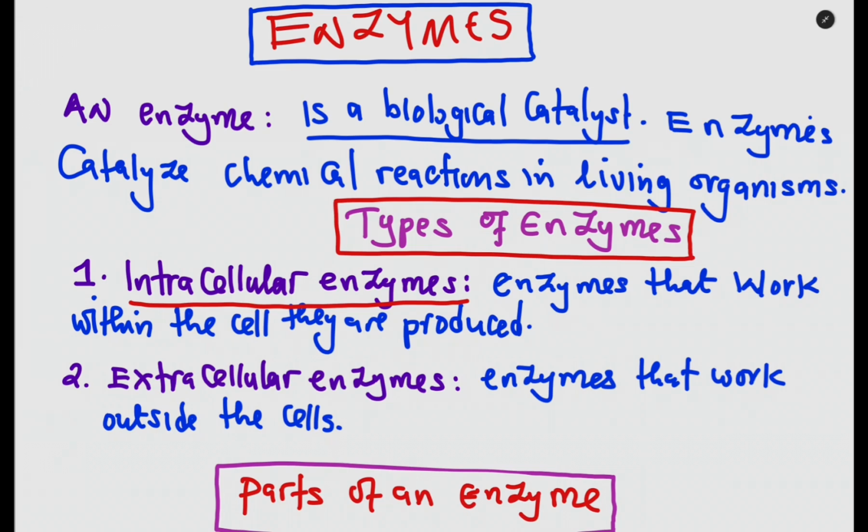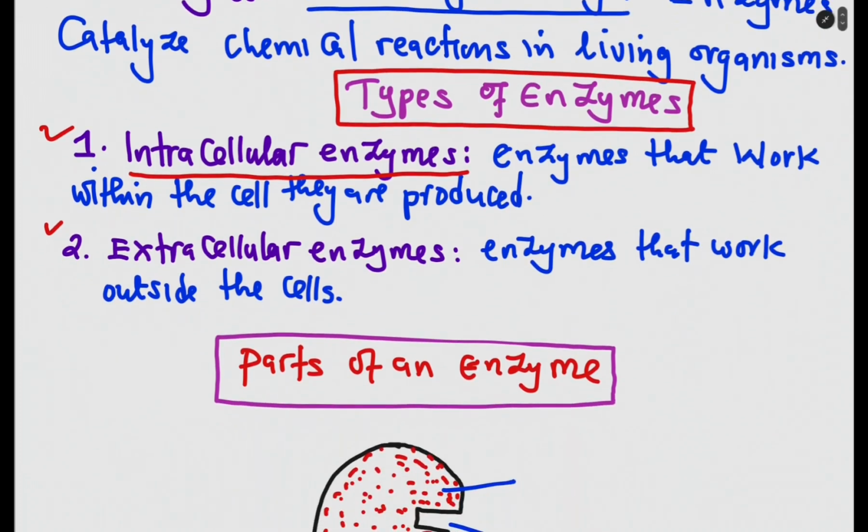Then, of course, there are also those that are transported to where the chemical reaction is taking place. They are produced in a cell and moved to the parts where the reaction is taking place. And these are called extracellular enzymes. In short, extracellular enzymes are enzymes that work outside the cell. So there are two types of enzymes that you need to take note of, intracellular and extracellular, based on where they work.